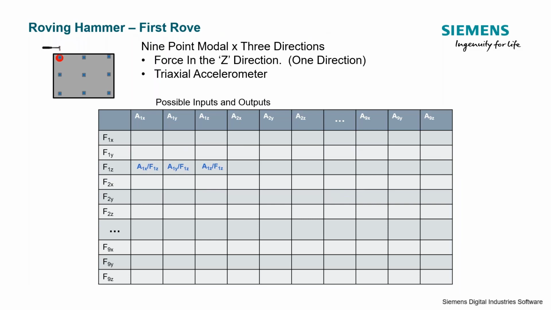So now I will keep my accelerometer fixed at point 1, and I will rove my hammer, hitting in the Z direction, points 1 through 9. So if I impact at point 1, I get this information in my table. If I then move my hammer to point 2 and impact in the Z direction, I get this information here, and I can do the same thing, impacting at all of my points until I have impacted at each point.